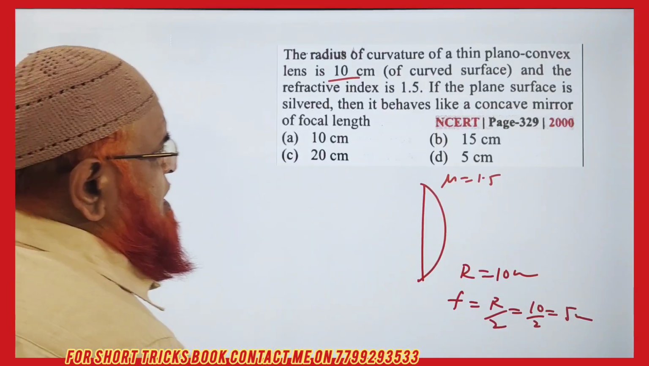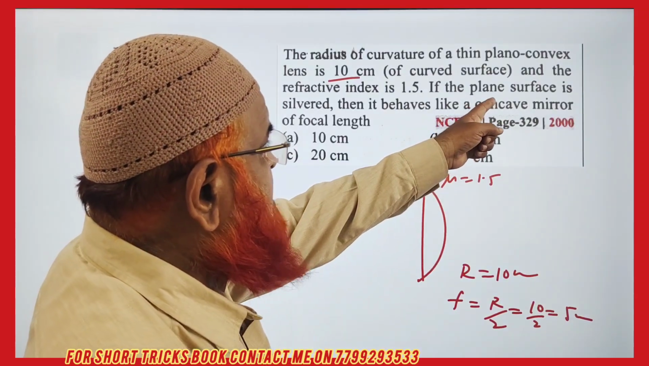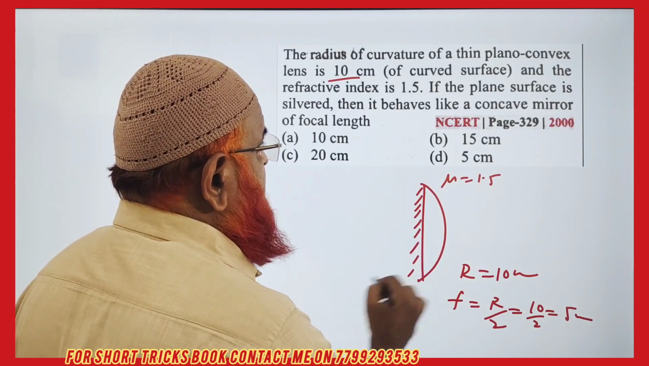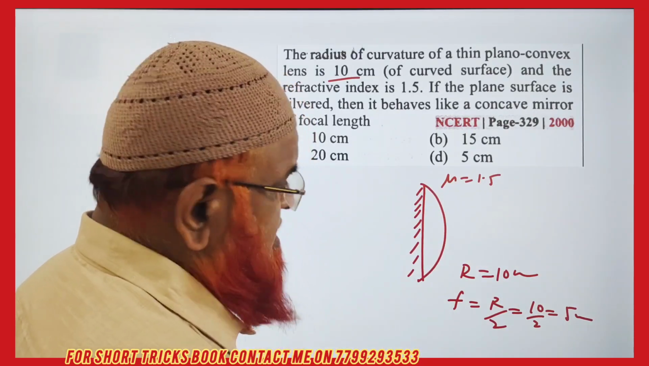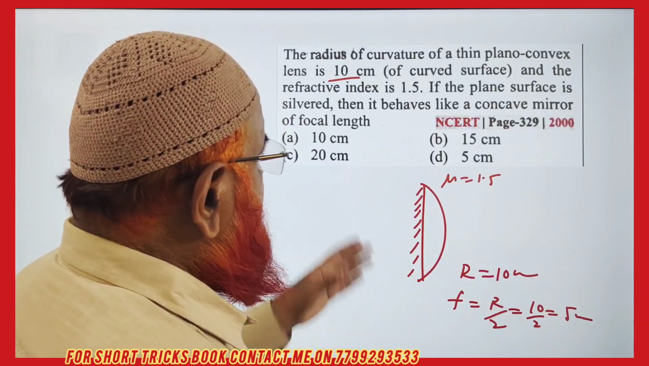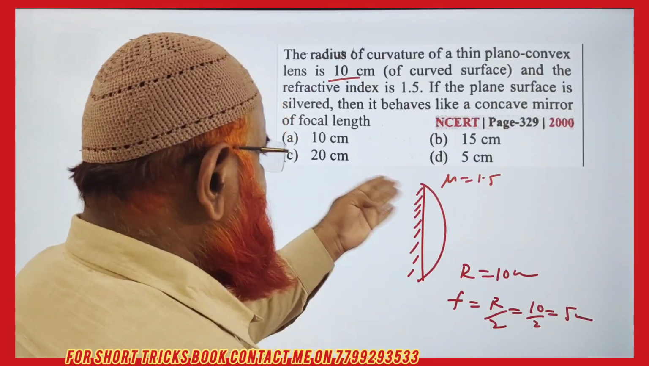Okay. A plano-convex lens whose plane surface is silvered. This is silvered. Understood what I am telling? It is silvered. So when it is silvered, how does it behave? Let us see. What is the focal length he is asking?